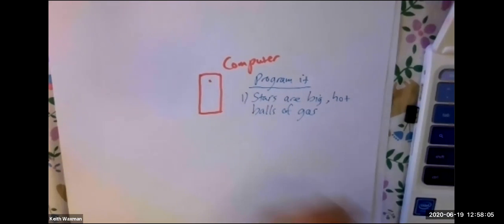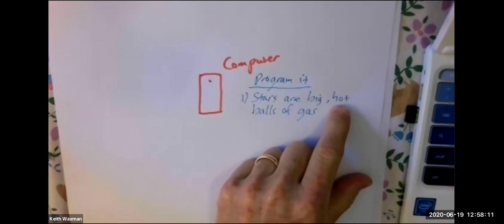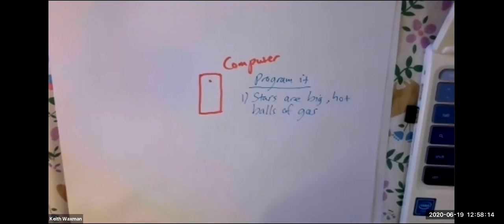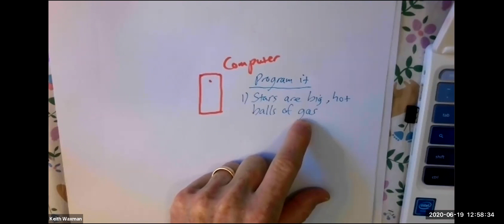Now, a computer's going to have to know what you mean by big, and that's easy. You can say, if it's over this size, it's going to be big. The computer has to know what hot means. You're going to have to tell it how hot stars are. Balls: the computer has to know what a ball is. Even animals that play with balls know what balls are. Everybody plays baseball. So it's easy to tell a computer what a ball is, a spherical body. And then gas. We can tell the computer what gas is.